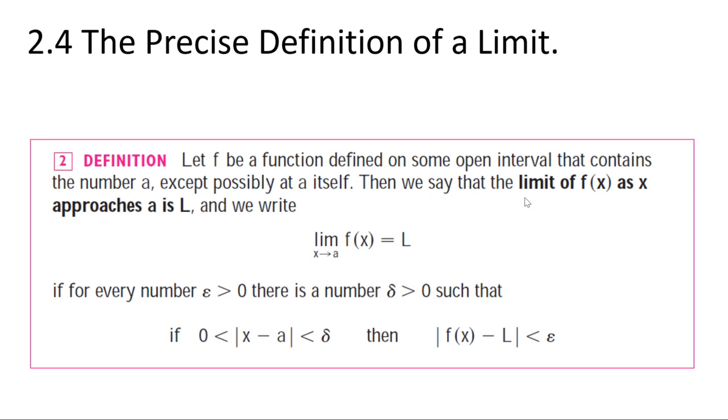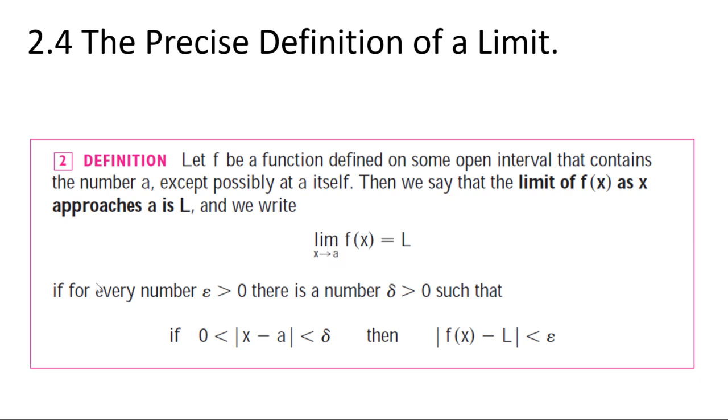So let f be a function on some open interval that contains the number a, except possibly a itself. And we say that the limit of f of x as x approaches a is L. That is the statement in English, and we write it in notation right there. And so what does it follow?